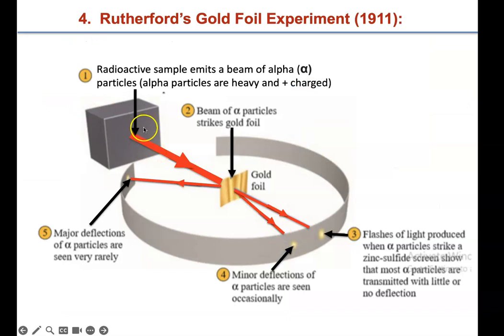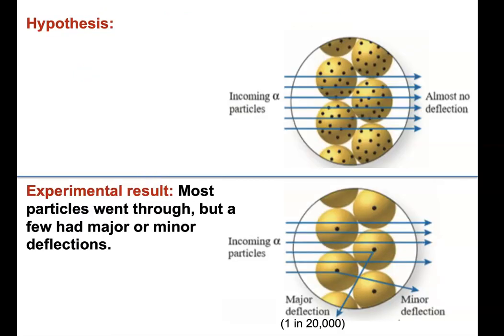So here are his results. There was a big beam of alpha particles coming through that he couldn't see, but I have made you see it. Most of it went right through, showing a big flash right on the opposite side. And then a little bit was slightly deflected, and about 1 in 20,000 were hugely deflected. You need to draw this diagram and understand how things work. So here is what he saw.